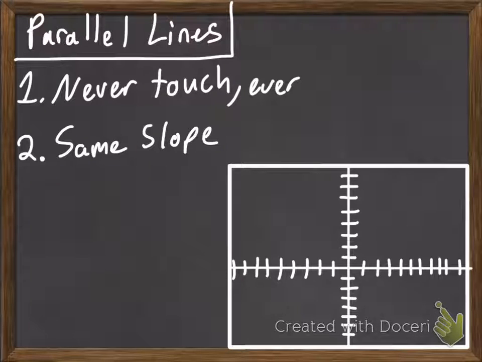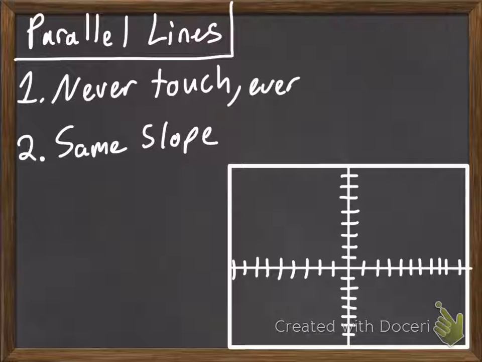The first thing we need to know about parallel lines is that they never touch. Ever. They never touch. The reason is because they have the same slope. So we have this graph here, and let's take a quick look and see why. Please note that I don't have a pretty graph here, so it may look a little off, but I promise if you were to do it on a nice graph with the same slope, it would work.